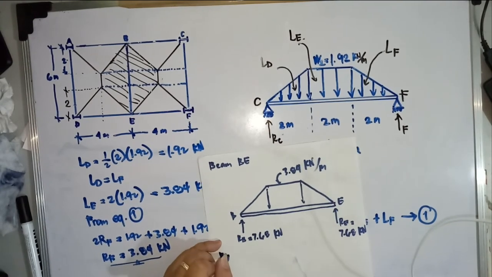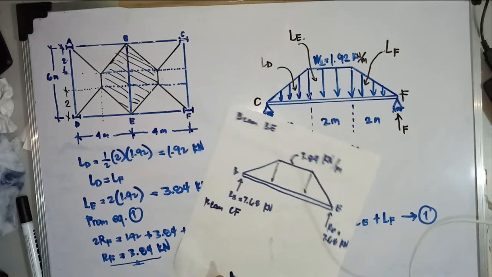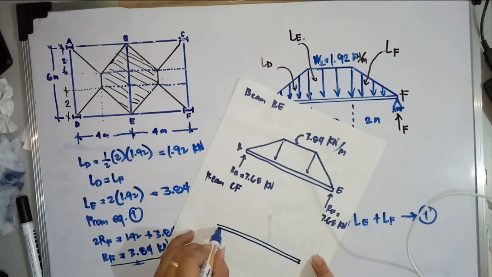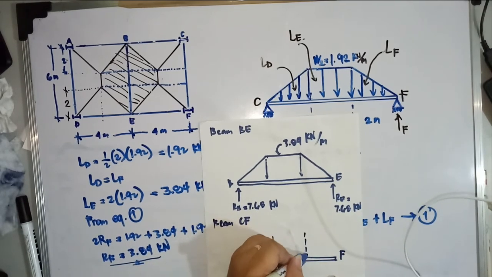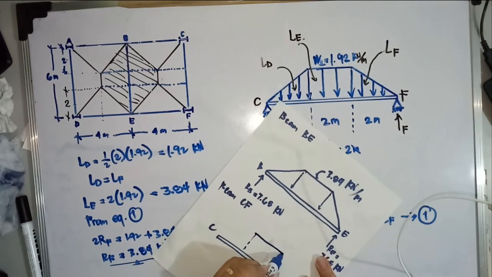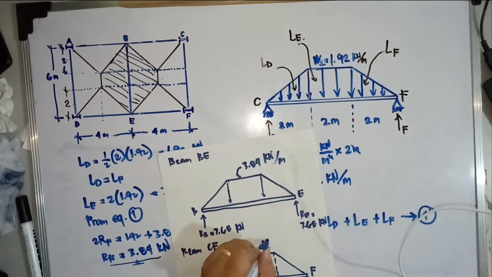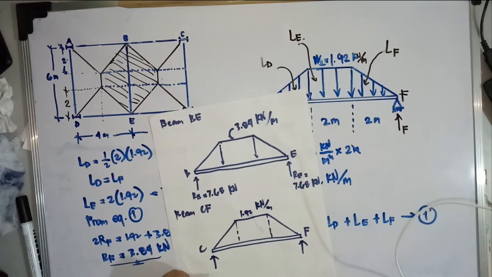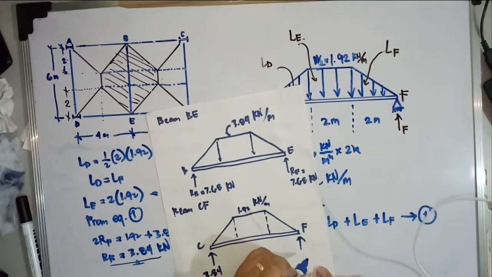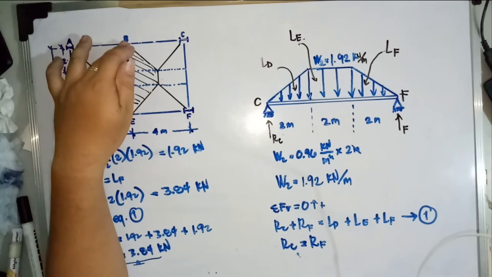Sa beam CF, ang load is 1.92 kN per meter. This is 3.84. Then 3.84. So una na tayo mga point load kinahanglan no sa A, point A, B o C.